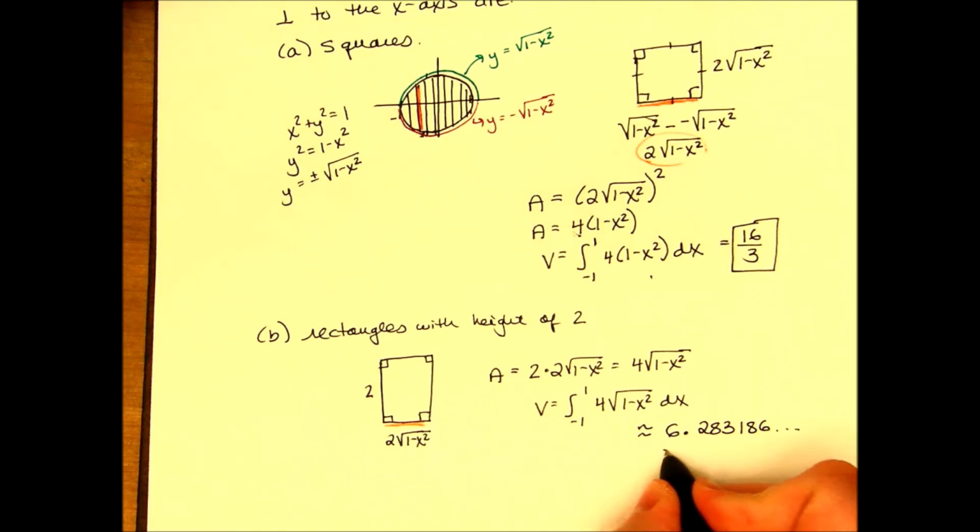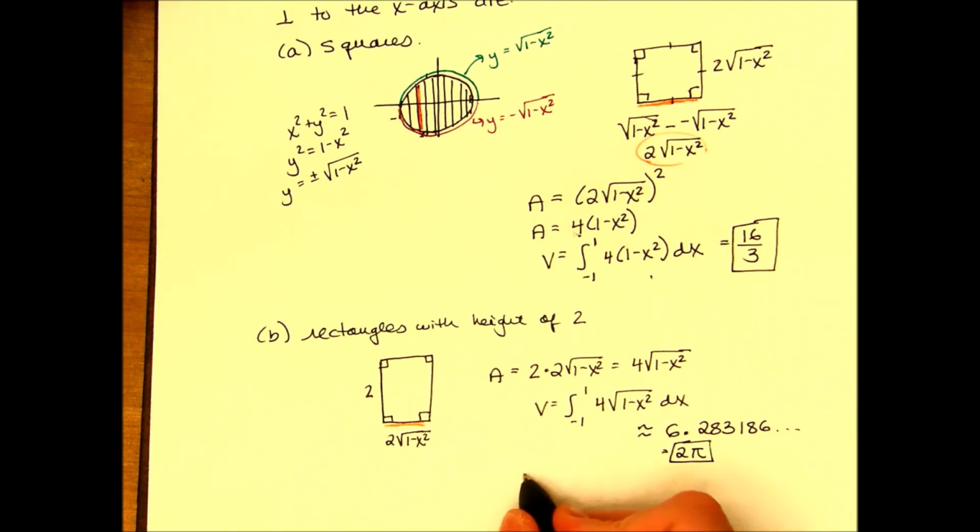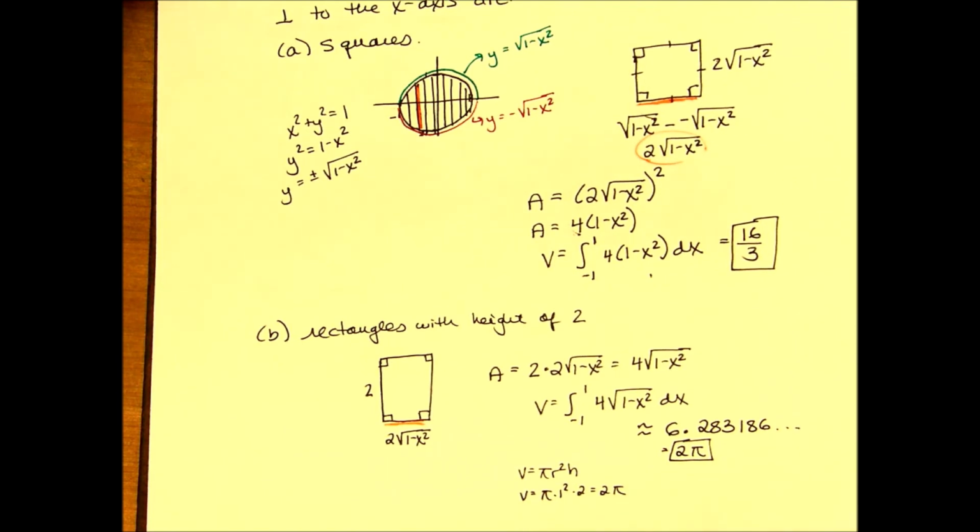This number is just 2 pi. What's the volume of a cylinder? Volume of a cylinder, area of the base times how tall it is, pi r squared times the height. We had a cylinder that we saw in that demo with a radius of 1 and a height of 2. V equals pi times 1 squared times 2. Just 2 pi, following from that formula.